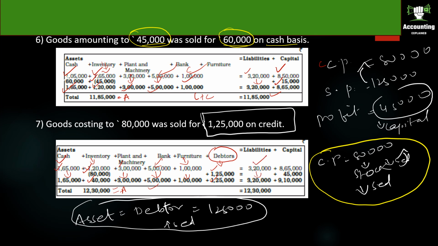Capital from the previous transaction, it is 8,65,000. Now the profit has increased by, see here, 45,000. So you are going to add back the profit to the capital, 45,000. Now the new capital, it is 9,10,000. Liabilities plus capital, it is 12,30,000.